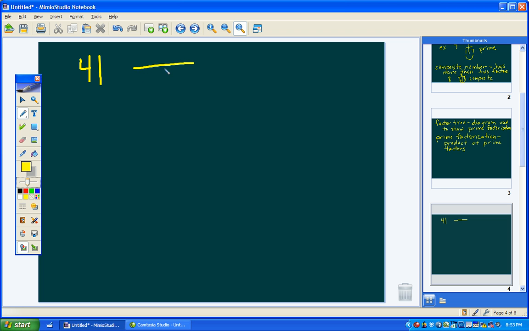Okay, after you've tried that, you did your T-chart, 41's on the top, you know that 1 goes into it because 1 goes into every single number. 1 times 41 is 41. When you go through 2, this is not an even number, so that doesn't work. The rule for 3, 4 plus 1 is 5, so 3 won't go into it. And you could go on and on. You're going to find that there are no other factors of 41, so 41 is prime.